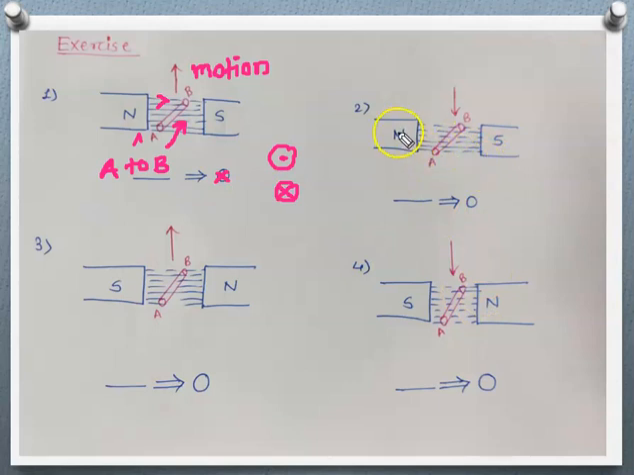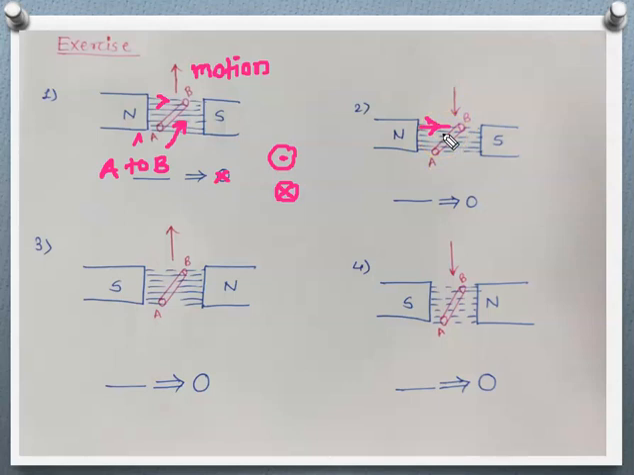Let's take the second case. Here the north pole is here, the south pole is here. So obviously the direction of flux will be this. This will be the direction of flux, and the motion is downward. When we place the right hand in such a way that this indicates the direction of flux, the thumb indicates the downward motion, then what will happen?